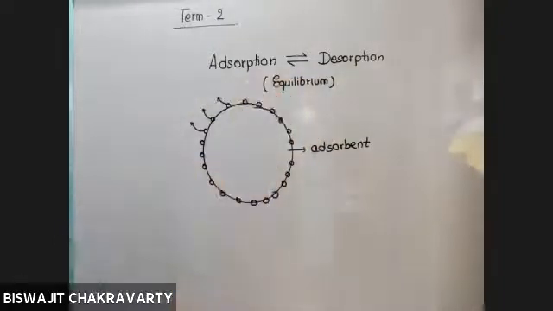So in the beginning there was only adsorption, after a little while desorption will begin, and after some time the rate of adsorption and desorption will be carried out simultaneously at equal pace, and we say that equilibrium is established. At the point of equilibrium, adsorption is still going on, desorption is also going on, but because the rate of adsorption and desorption are going at equal speed, one cannot make out the difference.